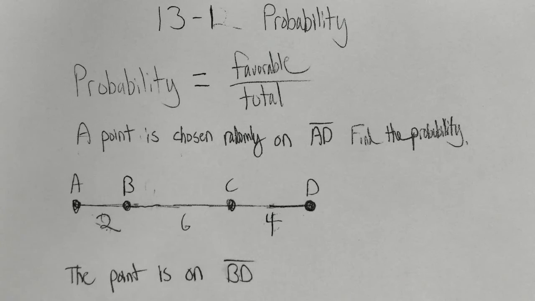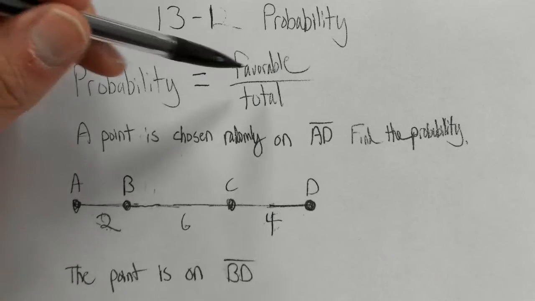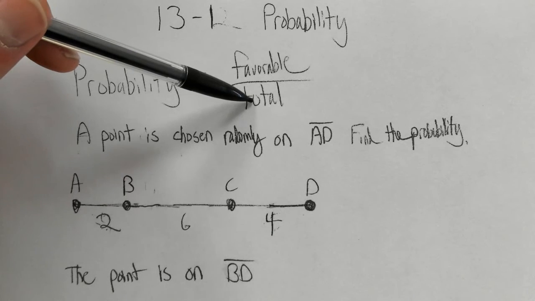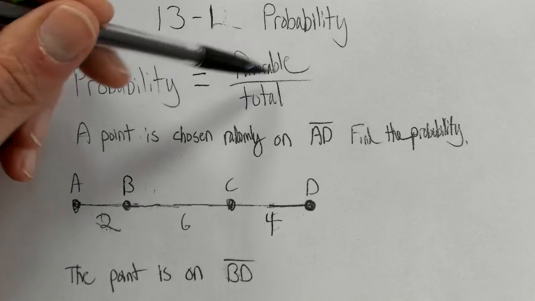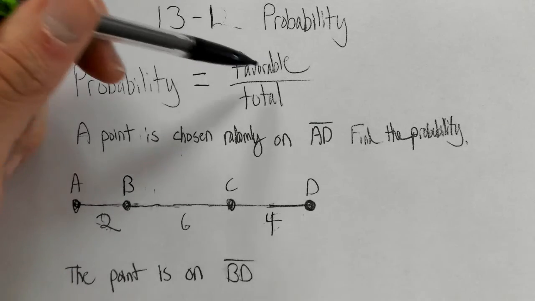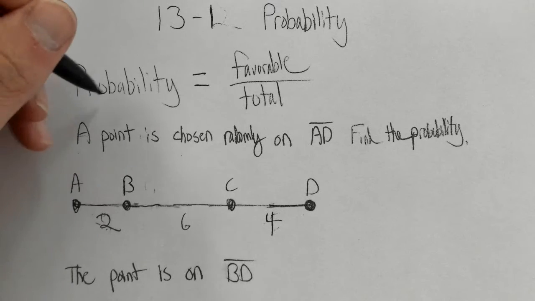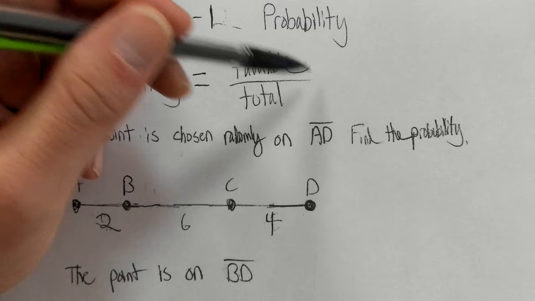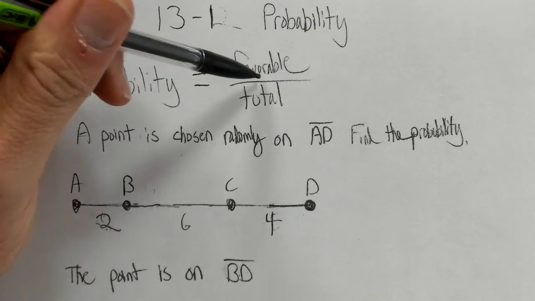All right, so in this section 13.1 we're talking about probability, and remember probability is expressed as a fraction: favorable over total. Favorable is what you want, and total is the total amount of possibilities. So if you express that fraction, then you'll have the probability of something happening. It also can be expressed as a decimal or even a percent.